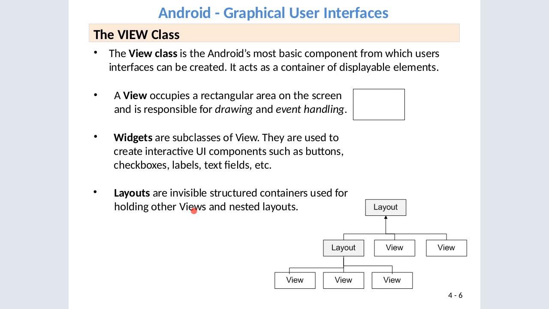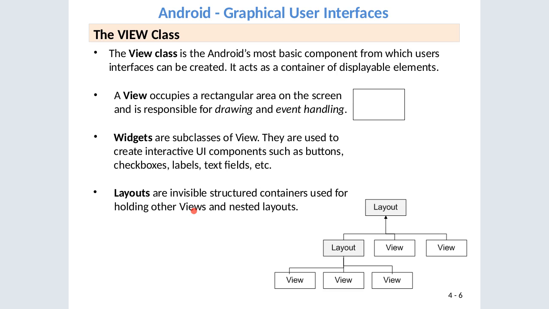Then we have layouts. Layouts are invisible, and you can think of them as containers. They are the containers where we will be arranging our widgets. Remember the widgets are the ones that the users will interact with. For example, the buttons. I just don't drop them anywhere on my screen. I will need a container to contain those particular buttons or text fields or the different components. That container is what we are calling a layout.